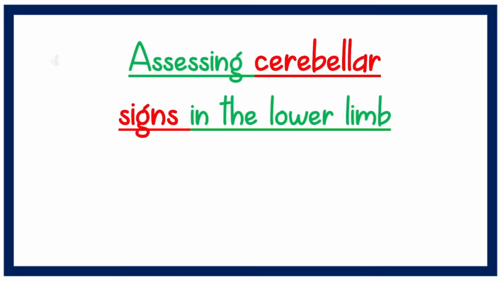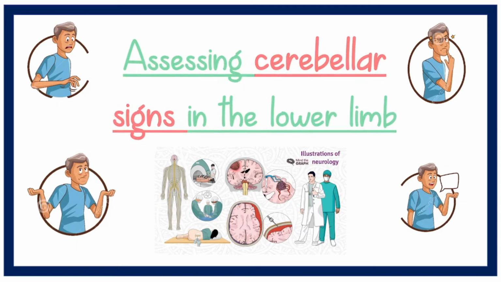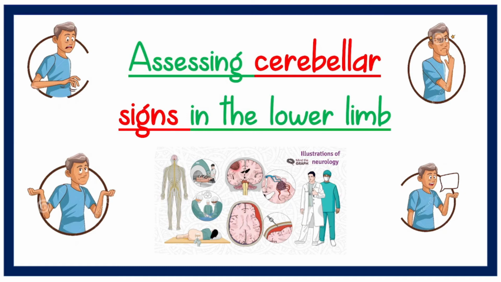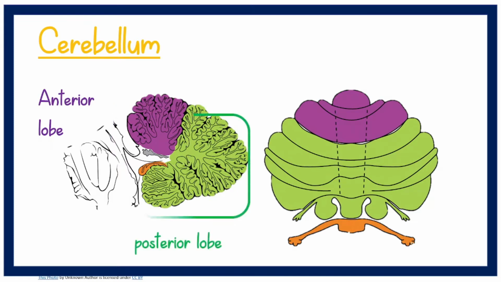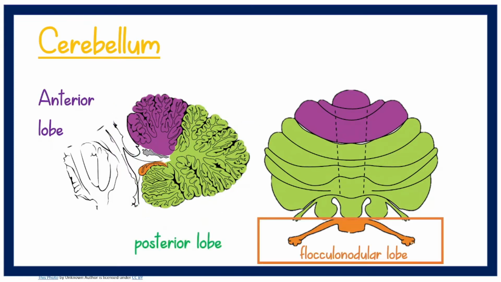Assessing cerebellar signs in the lower limb. Before we dig into the function of the cerebellum, let's have a look at cerebellar anatomy. It is composed of 3 lobes: anterior, posterior and the flocculonodular lobes, but functionally divided into vermis, intermediate lobe and the lateral lobes. It receives afferents from the motor cortex, vestibular nuclei and spinal cord.